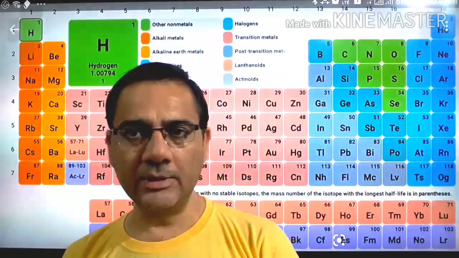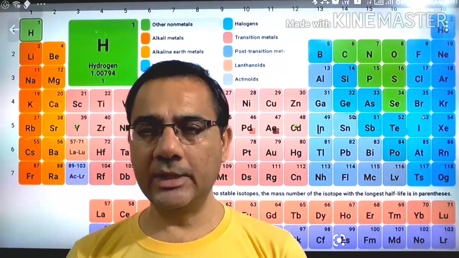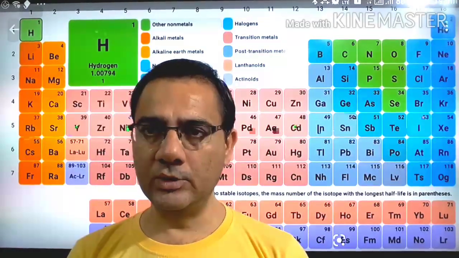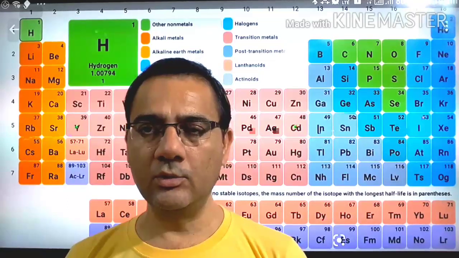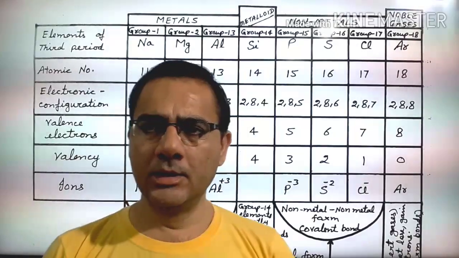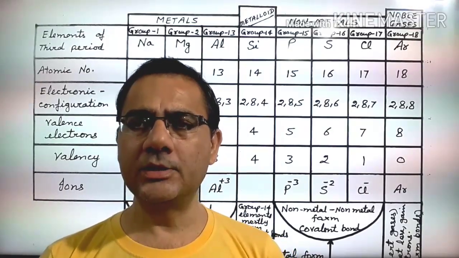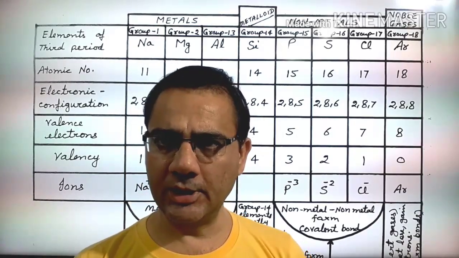Now we will study some more points on how these elements and their atoms make 8 electrons in the outermost shell. How do they gain the electron? How do they lose the electron? How do they share the electron? So just listen carefully. See this table carefully and try to understand in what conditions the atom loses, gains or shares the electron.